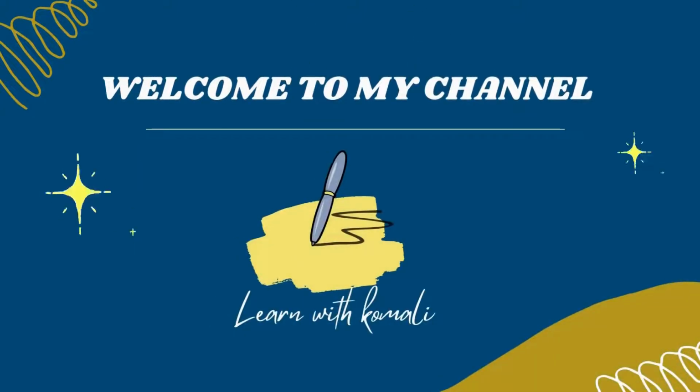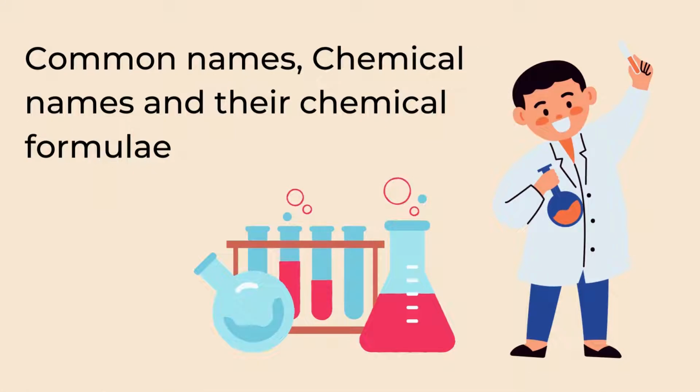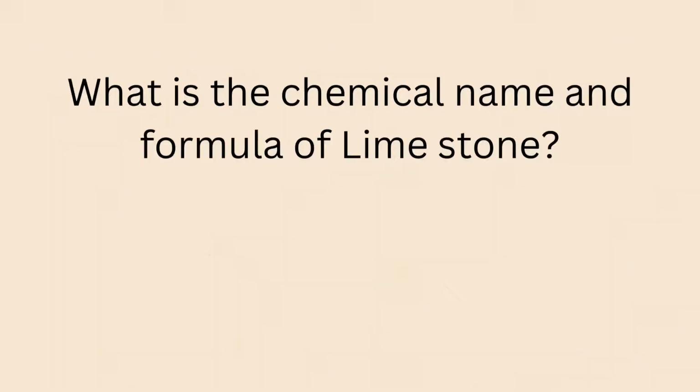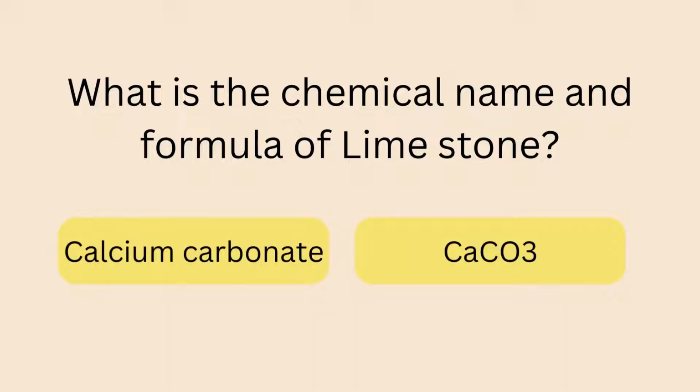In this video, for some of the chemical compounds, let's learn their common names, chemical names and their chemical formula. And these are very important in the category of general science. Let's start the video. First one, what is the chemical name and formula of limestone? The answer is calcium carbonate. So the chemical name of limestone is calcium carbonate and the chemical formula is CaCO3.